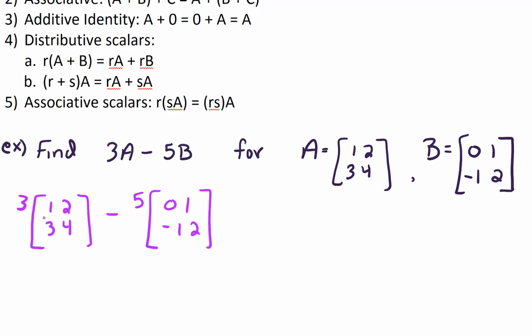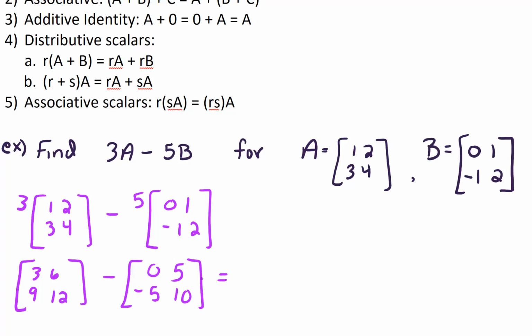Well, the first matrix here, multiplying by the scalar 3, we're going to get 3, 6, 9, and 12. And next we have a 0, 5, negative 5, and 10. And subtracting those matrices, we get a 3 minus 0, so component-wise subtraction. We have a 6 minus 5, which is 1. Down here we get a 9 minus a negative 5, so that's 9 plus 5, that gives us 14. And we get a 12 minus 10, that gives us 2.